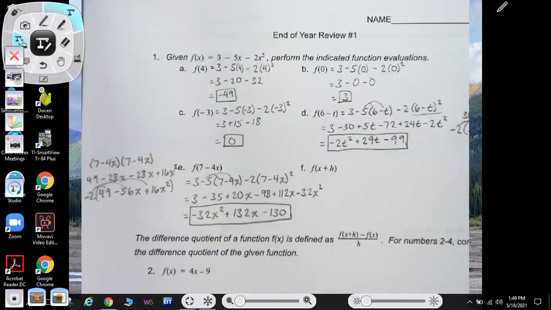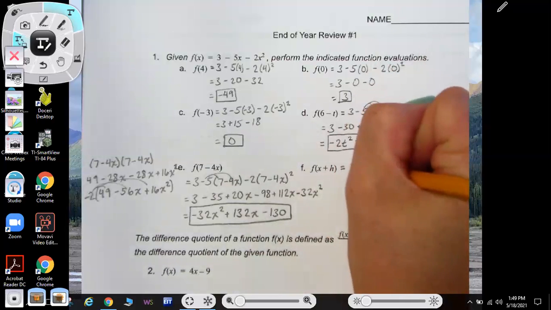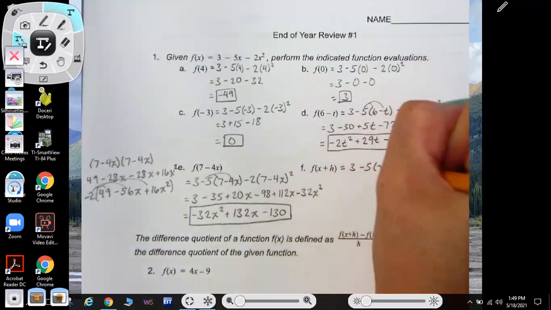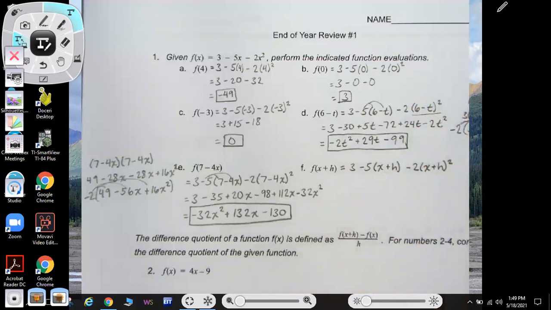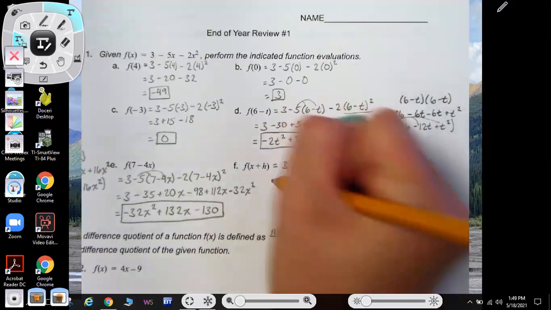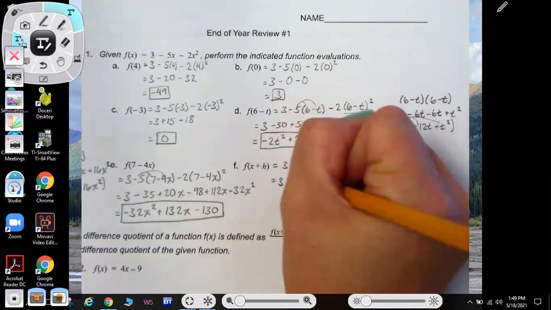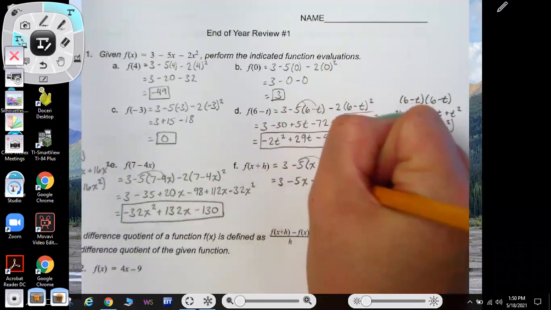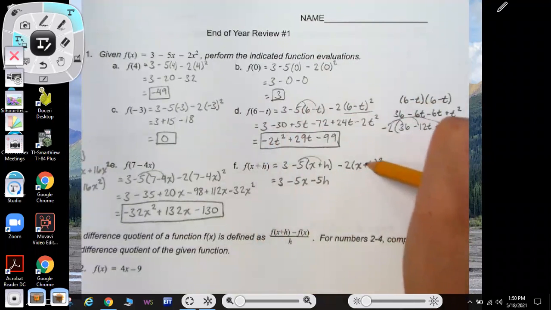Part F, we've got f of x plus h. So anywhere there's an x, we're plugging in x plus h. Distribute this negative 5, we get 3 minus 5x minus 5h. Before we can distribute the negative 2, we need to take care of the x plus h squared.